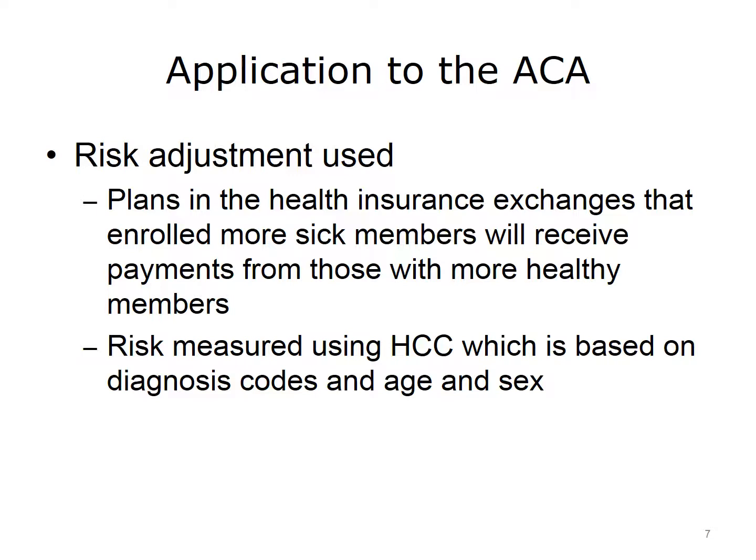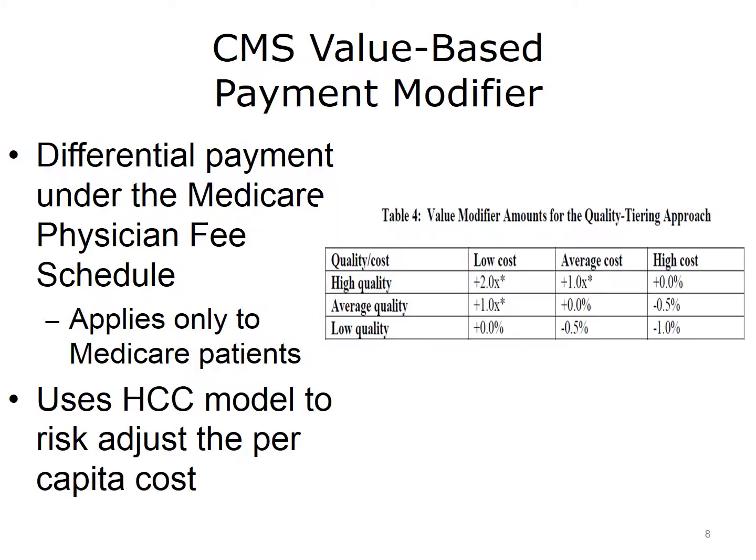For this application, risk is measured using hierarchical clinical classifications, or HCC, mentioned in Lecture A, that are based on diagnosis codes, age, and sex. Another application of risk adjustment to value-based care concerns the Center for Medicare and Medicaid Services, or CMS's, value-based payment modifier. This program provides a differential payment to a physician or groups of physicians under the Medicare physician fee schedule. It applies only to Medicare patients and primary care providers and is phased in by the physician group size. Using the HCC model, it risk adjusts the per capita cost.